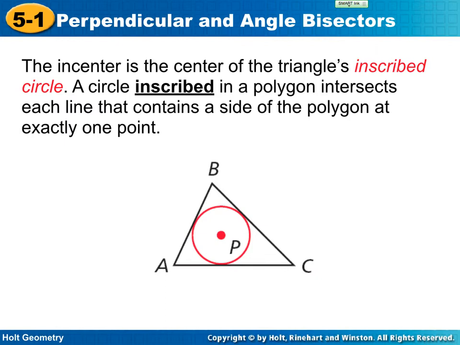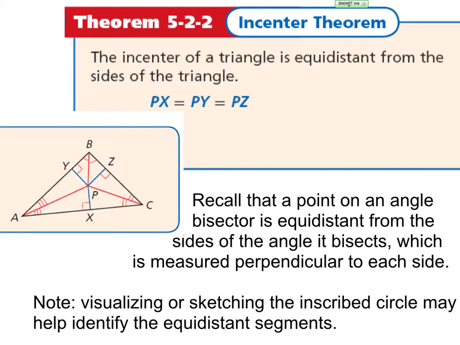All right, so what does the theorem say? The theorem tells you that it's equidistant from the sides. So the incenter of a triangle is equidistant from the sides of the triangle. The incenter is made up of where the three angle bisectors meet.